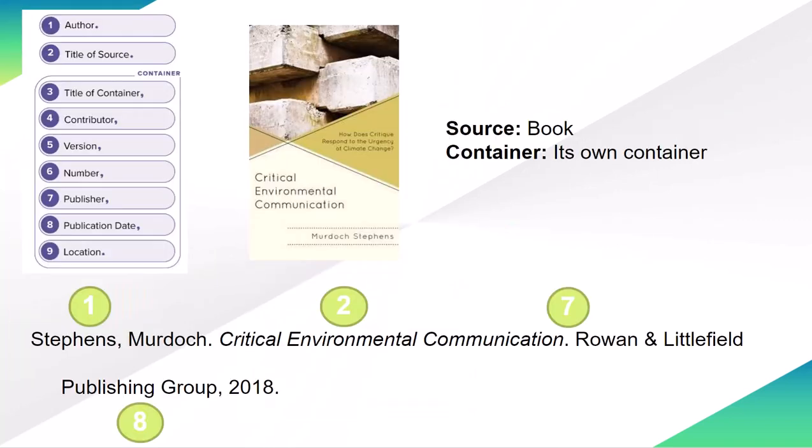Here's an example of a physical book we might want to cite. We definitely need the author and the title, so Murdoch-Stevens, Critical Environmental Communication. Then we only need two more items from the list that are important. The publisher, Rowan and Littlefield, and then the publication year of 2018. And we know the punctuation because it is at the end of each item in the chart.